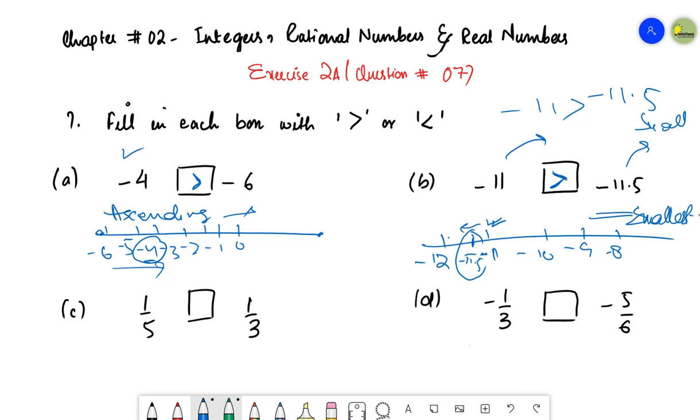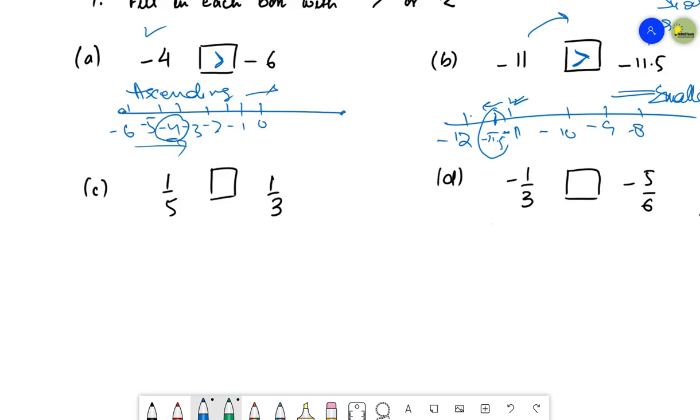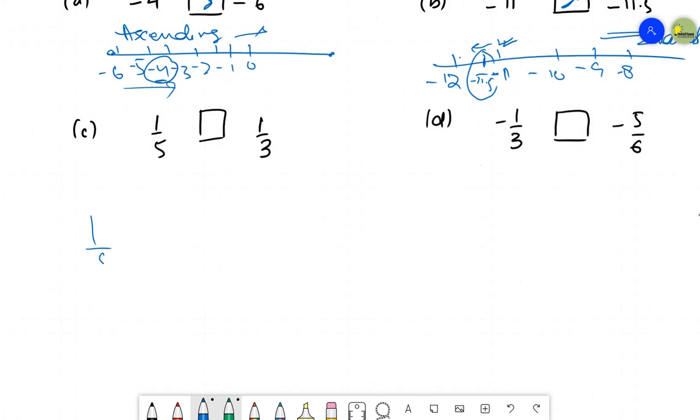Okay, so let's see part C now. Part C is a fraction. If you have fractions, then it is better to convert these fractions into decimal values so that it will be easy for you to compare them.